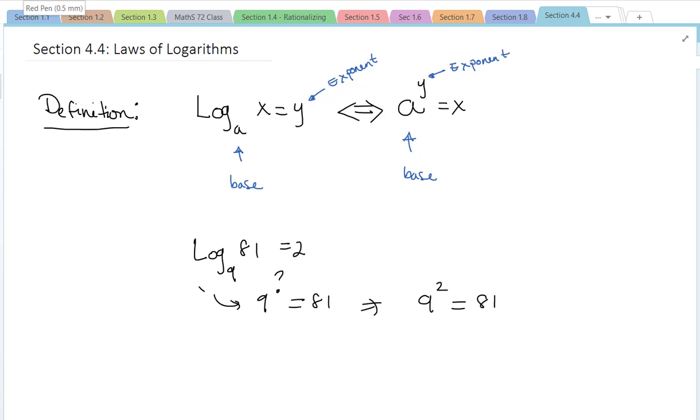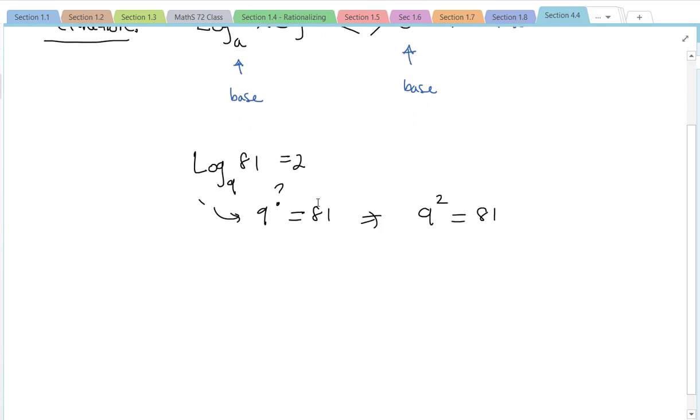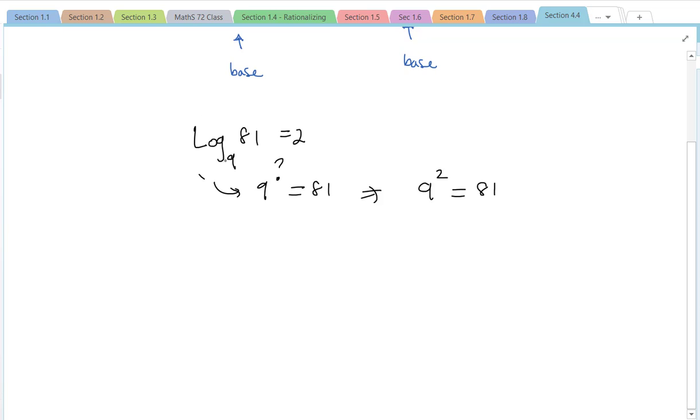And then the result. On an exponential, what it's equal to, that's the result. And for a logarithm, this is the result of an exponential. The answer. So this is our definition of logarithms. And so with the examples, like in this one, what exponent do you put on 9 to get 81?